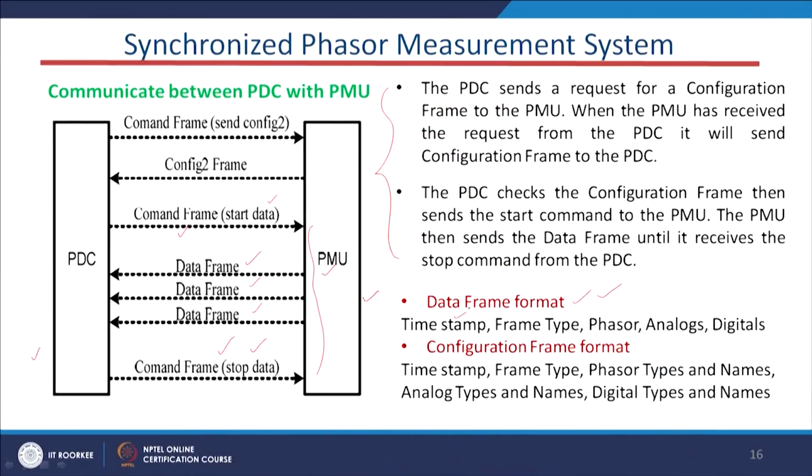It has the time stamp, the frame type, the phasors, that is voltage and current phasors, and analog or digital values. This information should be present together, and that particular data is sent to the PDC level. Sometimes we also have time stamp, frame type, phasor types and names, analog types and names, and digital types and names. These are the data frame format. In this format the PMU sends the data to the PDC level.